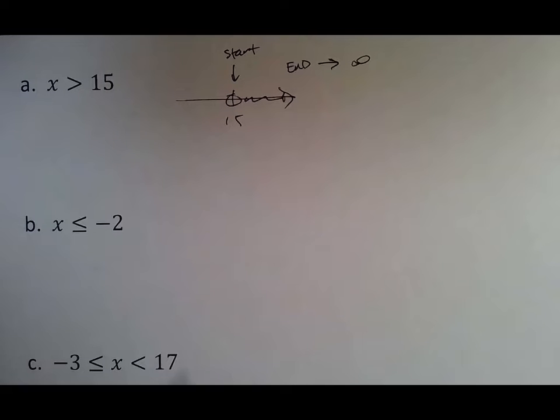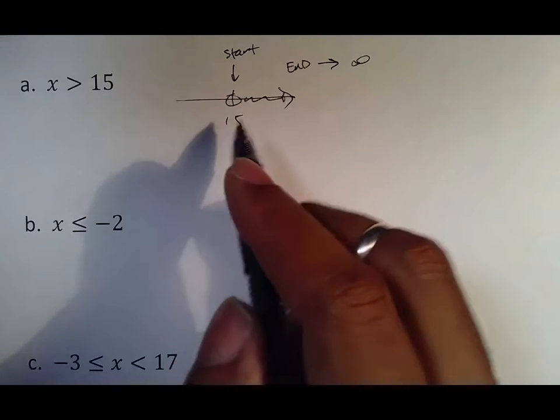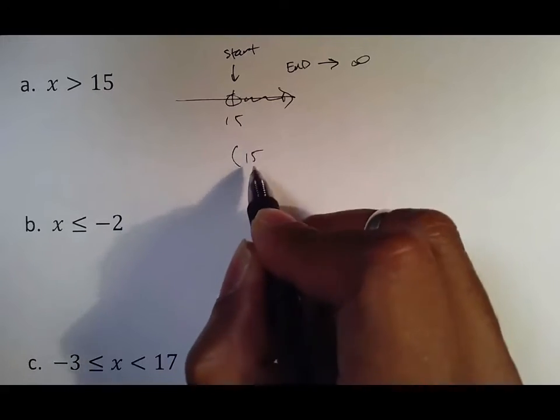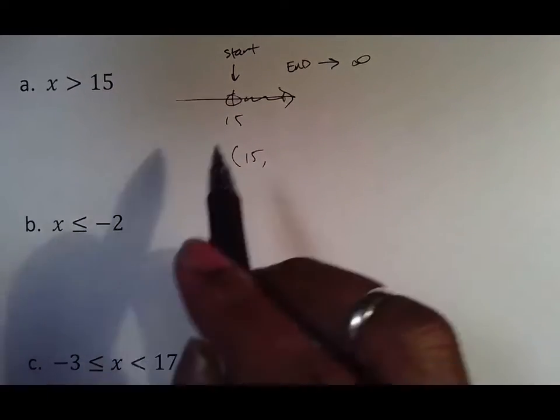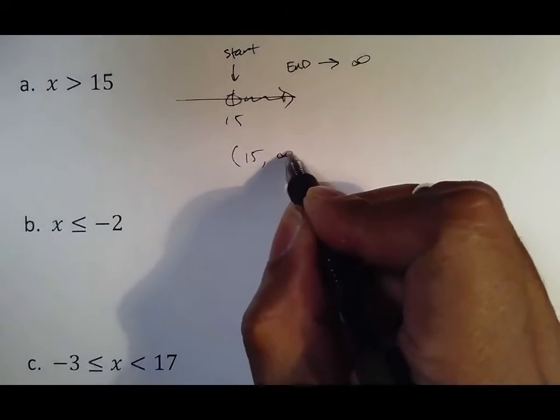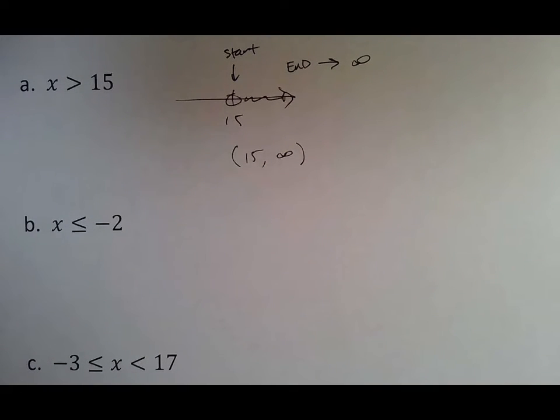But the end is at infinity. So all you have to do is remember that 15 is not included. So you put a parenthesis, 15, because that's your starting point. And your ending point is at infinity. And because infinity is a number that doesn't exist, you'll always use parentheses for infinity. Make that note for yourself. Again, you will always use parentheses for infinity. It's always going to happen.